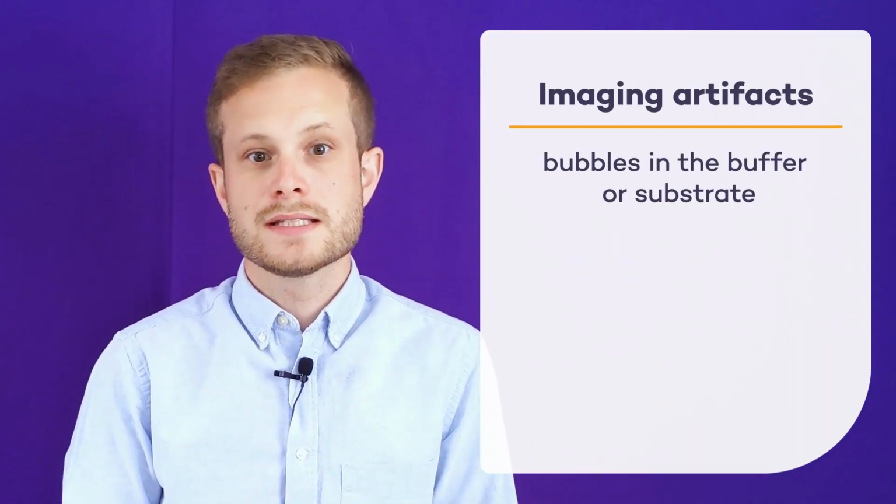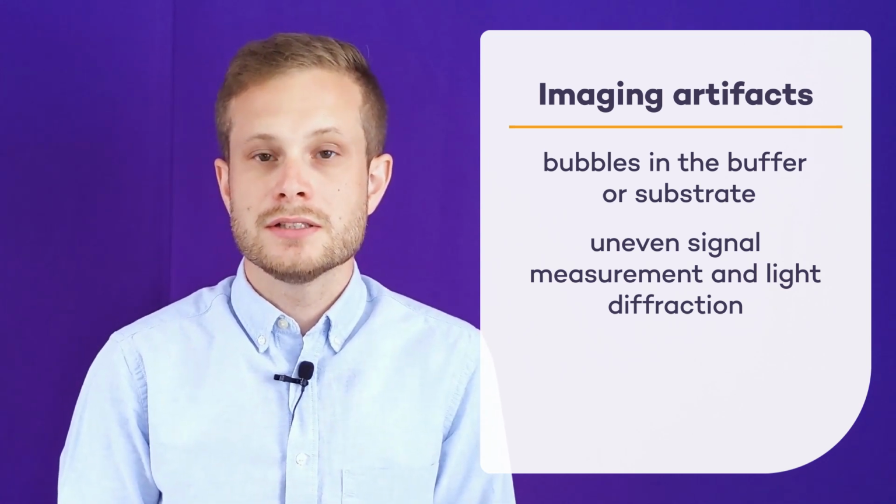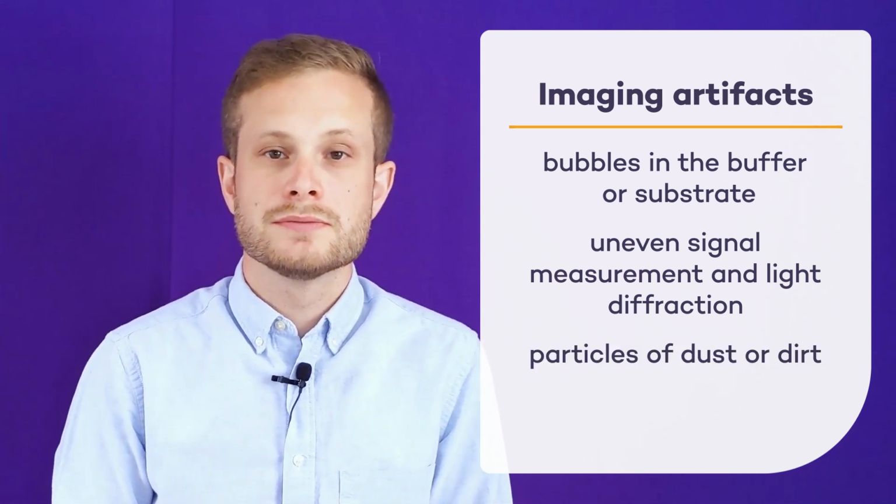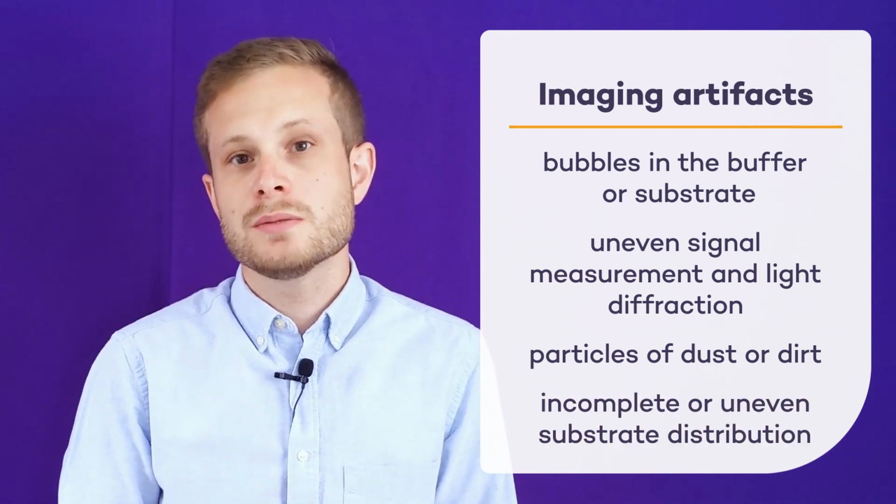Another factor that could affect your image and your data at the point of acquisition is the presence of imaging artifacts. Such artifacts could result from bubbles in the buffer or the substrate, uneven signal measurement and light diffraction due to a partially dried membrane, particles of dust or dirt on the imaging surface, or incomplete or uneven substrate distribution. It's important to take measures to ensure that these artifacts are avoided, as they could all interfere with the appearance of an image and the quantification of signal data. As soon as an image is acquired, it should be visually inspected for the presence of imaging artifacts, and if there are any detected, that image should be discarded and another image immediately acquired.